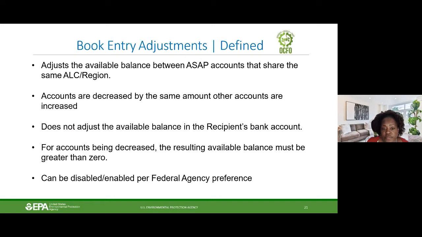The book entry adjustment feature allows payment requesters to adjust cash on hand balances between ASAP accounts that share the same agency location and the recipient without making a funding request. It works like a journal entry in a general ledger, using increases and decreases to individual accounts to reflect adjustments. Book entry adjustments are made to adjust account balances, adjust excess cash on hand, or to correct a draw made with the wrong account. It is merely an administrative correction and does not adjust the available balance in a recipient's account. Next slide.